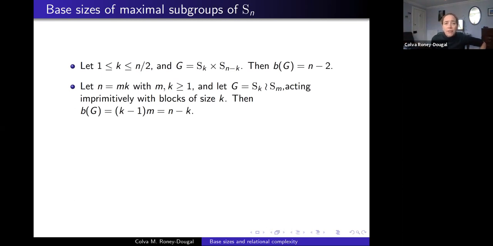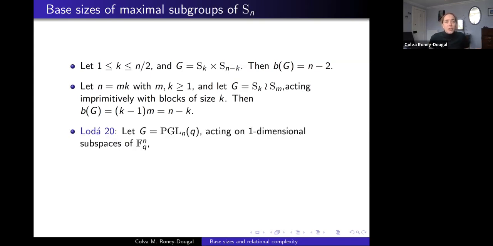Sadly, I'm looking for nice small base sizes. These are all huge. And also, everything I've shown you so far has minimal base size the same as the irredundant base size. So why am I bothering with all of these different definitions? I thought I'd pick a cute example from a PhD thesis I examined last year. Let G be PGL acting naturally on one-dimensional subspaces of Fq^m.